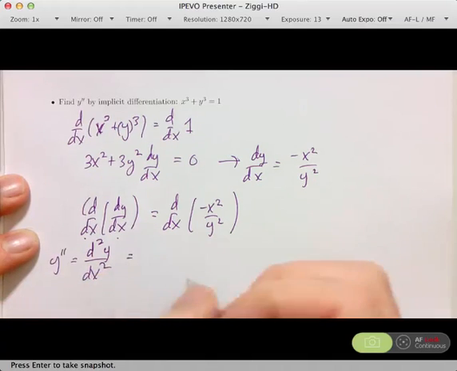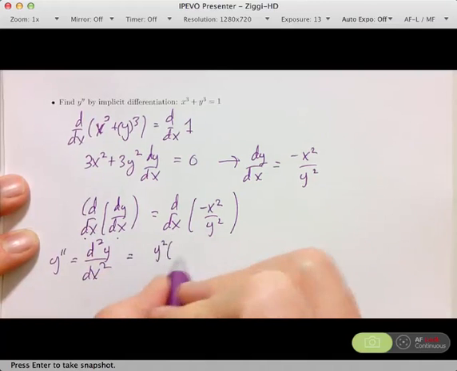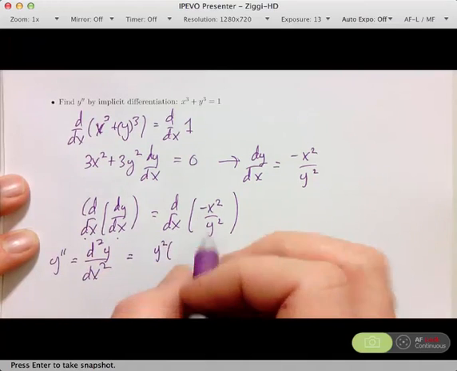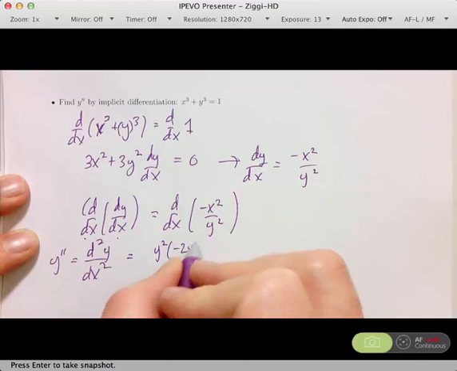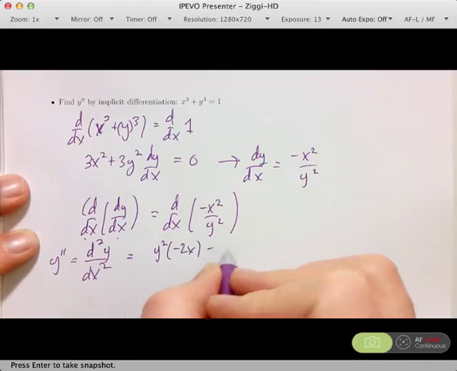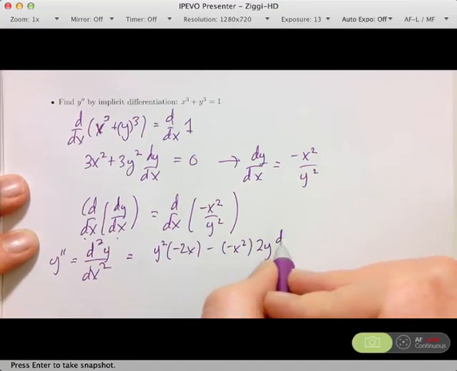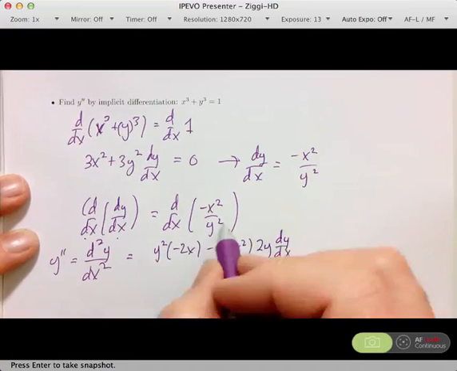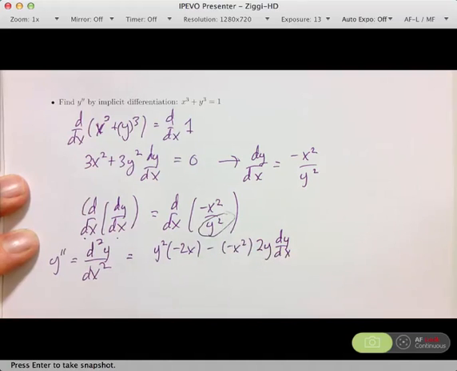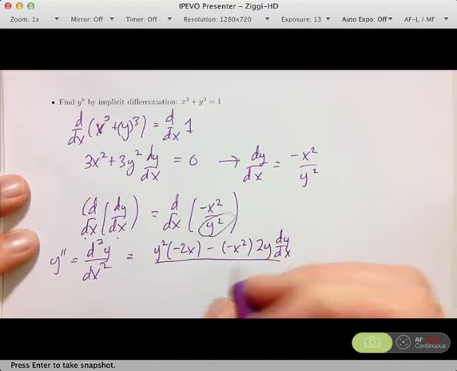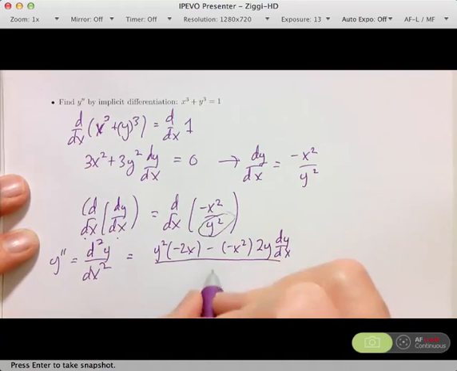On the right, we do the quotient rule. So we get y squared times the derivative of minus x squared. So low d high minus high d low. Derivative of low requires a chain rule again, so 2y to the 1 times dy dx, over low squared.